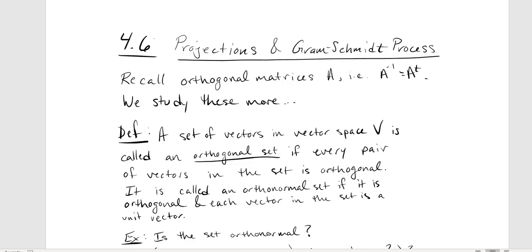This is section 4.6, projections in the Gram-Schmidt process or orthogonalization. So the idea of this section is related to something we've seen before. You want to remember these orthogonal matrices, matrices that have this quality that their inverse is just their transpose. Here we're going to study those a little bit more. So this section is going to have a lot to do with orthogonality, we'll see.